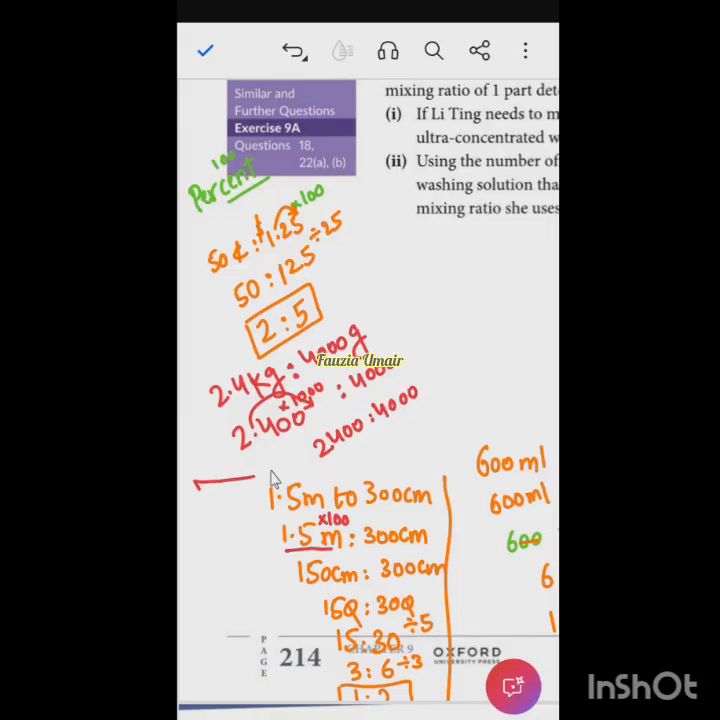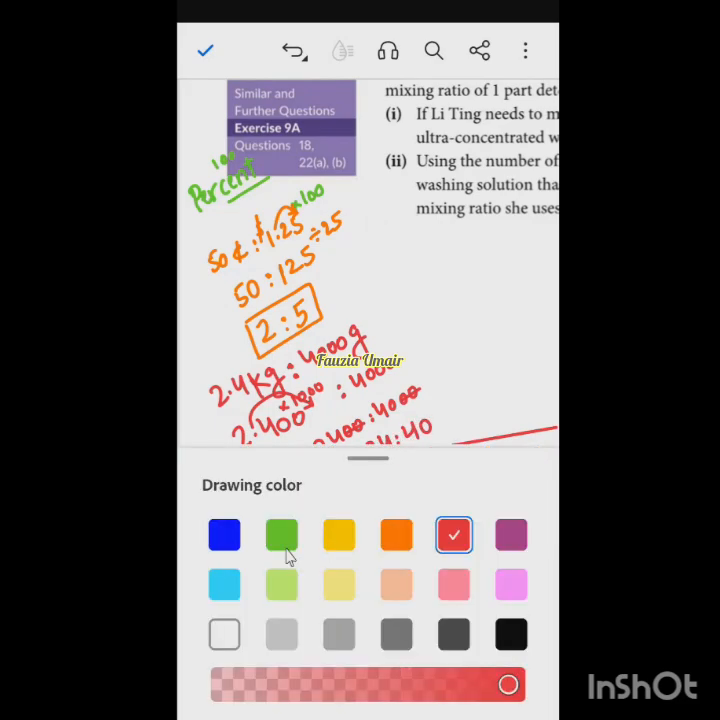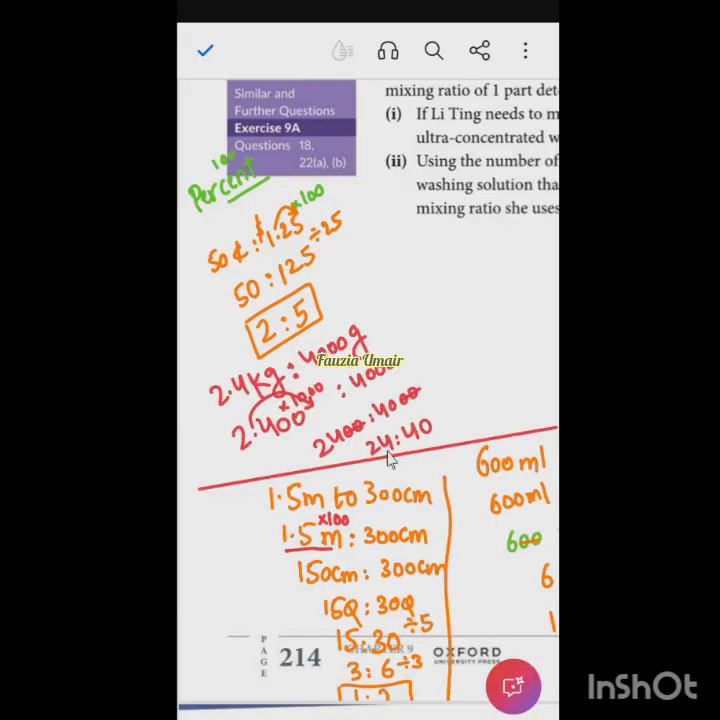Is it clear, beta, till this point? Yes. And on this point we will cancel 2 zeros with 2 zeros. Very good, excellent. We can just cancel these 2 zeros. So it is 24 ratio 40. तो किससे डिवाइड करें 24 ratio 40? Ma'am, you should divide with 4.